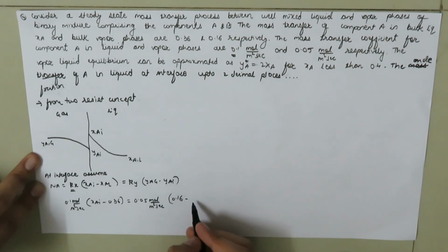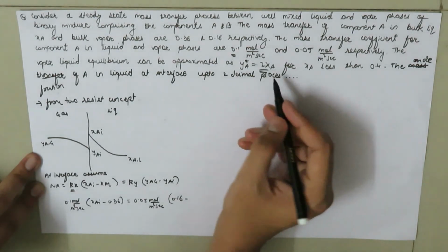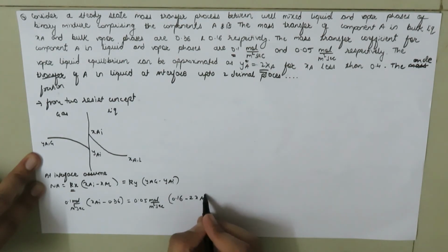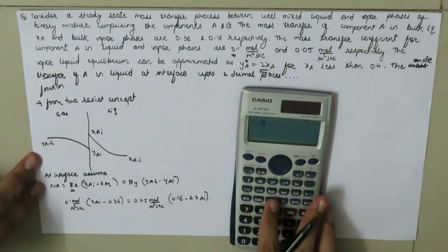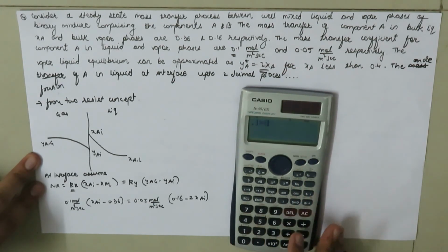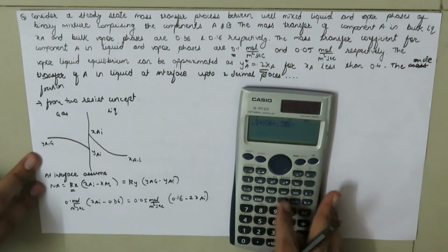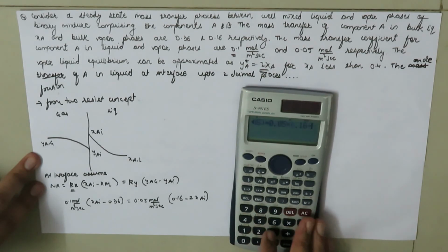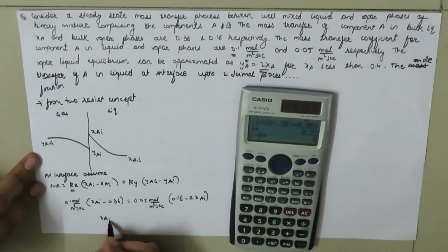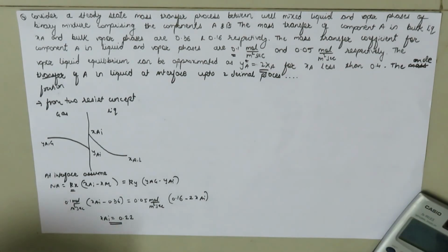0.16 minus, now this YAI can be written as 2 times XAI, and we need to find XAI from this equation. So this will be 0.1 multiplied by XAI minus 0.36, this should be equal to 0.05 inside the bracket 0.16 minus 2 times XAI, and our XAI should be equal to 0.22. So the mole fraction of the component A at the interphase in liquid is 0.22. So let us take another example.